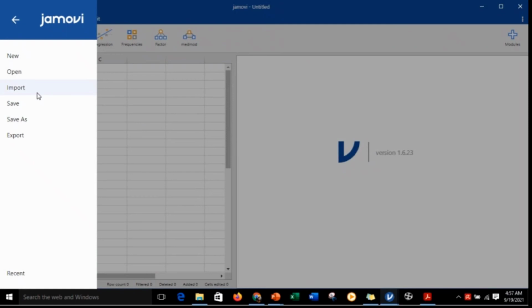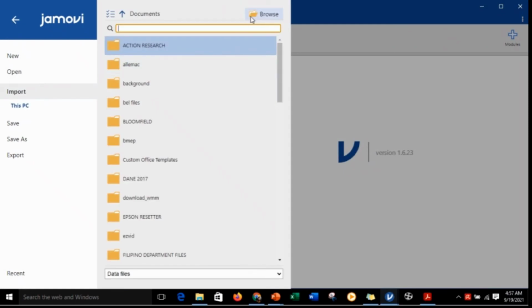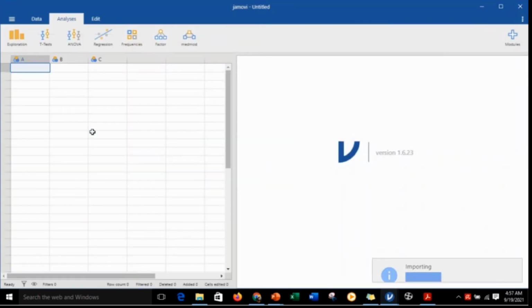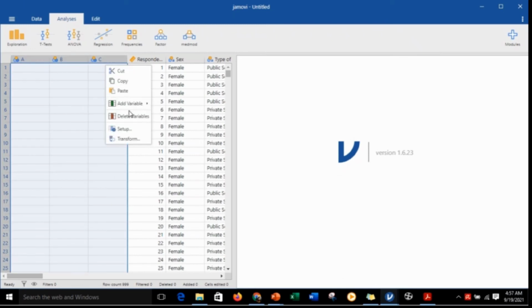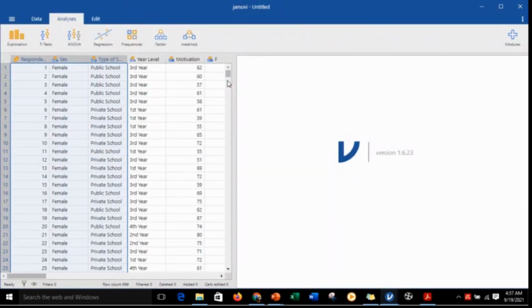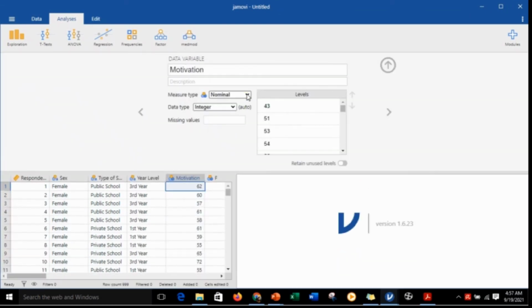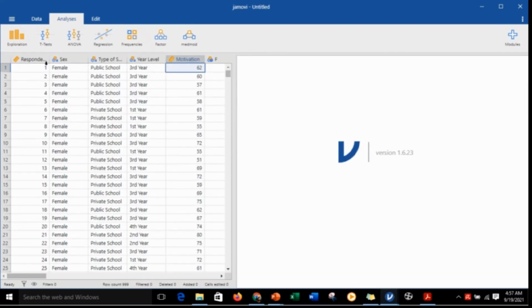First thing that we should do, of course, is to import the dataset that we will be using in this tutorial. So let's have this sample data where a teacher wants to describe the motivation of students. So we have here sets of data for sex, type of school, year level, and their score on motivation, which was gathered maybe from a scale.